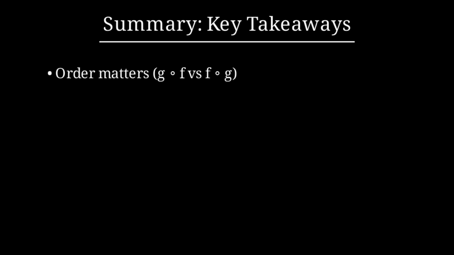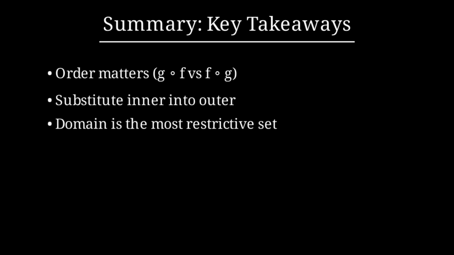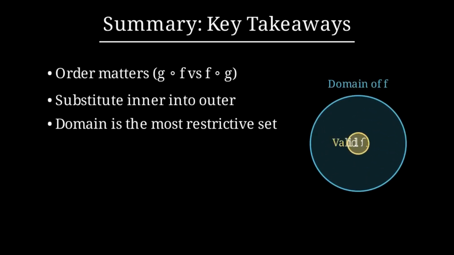To summarize, the order of composition is critical, substitution is the algebraic tool we use, and the domain is determined by the most restrictive path through both functions. Keep these rules in mind to avoid common errors.